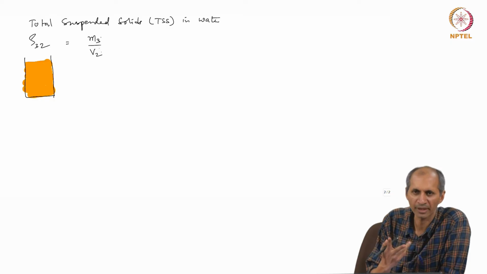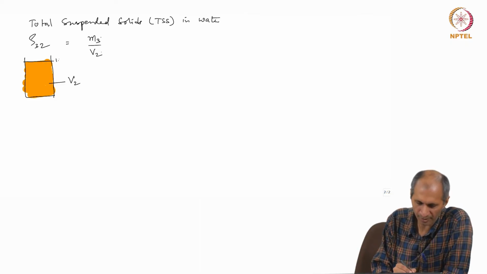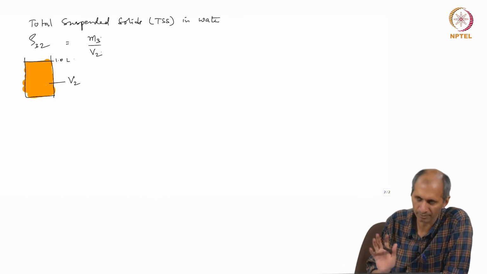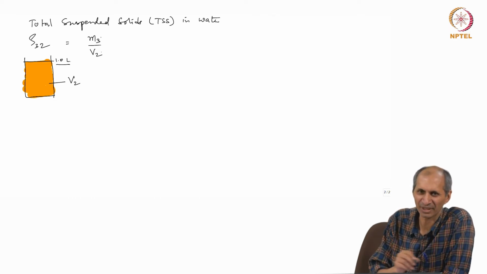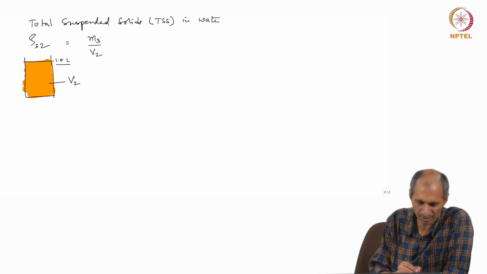What are the two measurements we need? One is the volume of this water. I can take a water sample and fill it up to 1 liter, so I know the volume. Let us assume that it is 1 liter. And then how do I measure the mass that is contained in this 1 liter? This is suspended, which means that if you take a snapshot of this, the mass is all suspended in the water.